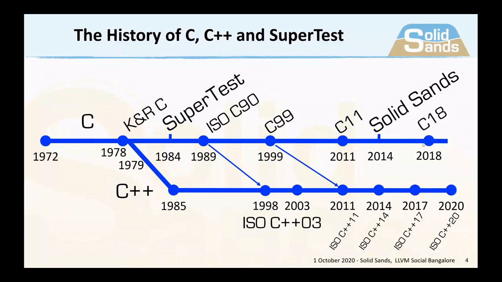Later on, C really got standardized. So there were ISO standards coming out for the C language, and later on also for C++, with the first version in 1989, which a year later was also standardized as ISO C90. Over the years, quite some revisions have come out. So now we are already at C18, and this year C++20 is coming out. And well, over the years, of course, Supertest has been maintained to track those changes as well. So even though Solid Sands only dates from 2014, the product is already quite a bit older because it used to be part of the compiler development company in Amsterdam.